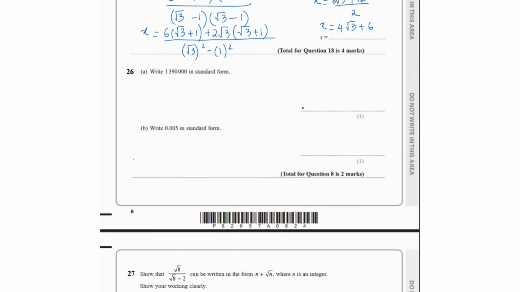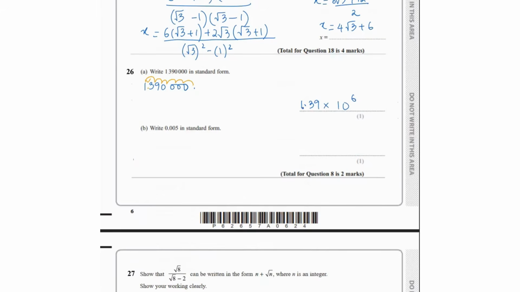Then standard form, they can ask you to convert from ordinary to standard or standard to ordinary. In this case, we're going from ordinary to standard. So every whole number has a decimal at its end, whether it's written or not written. So in standard form, the decimal comes after the first non-zero digit. So when you move the decimal 1, 2, 3, 4, 5, 6 places to the left, that's going to leave us with 1.39 times 10 to the power of 6.